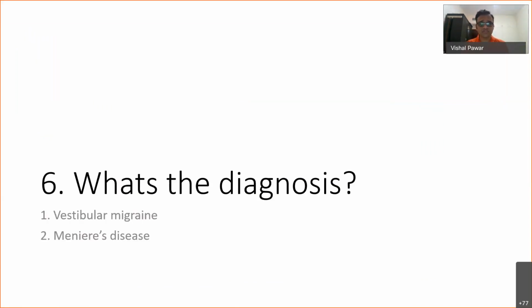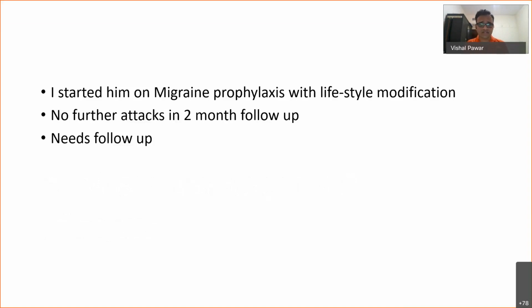So I have this question to the audience, whether it's a case of vestibular migraine or Meniere's disease. It's a very difficult question, because the natural history, currently he's getting only monosymptomatic vertigo. He's not having tinnitus and hearing loss, but in future he needs follow-up. But currently I started him on treatment as a case of vestibular migraine after the third attack. When he consulted me, I started him on migraine prophylaxis.